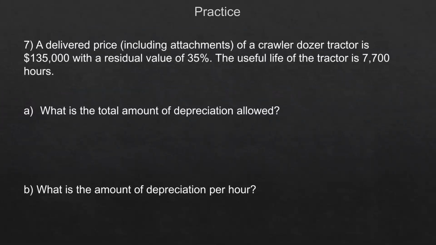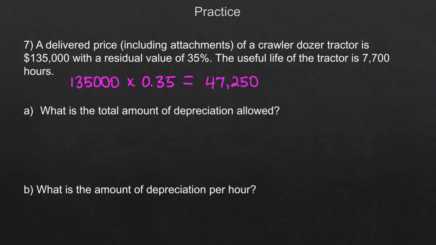This question has 4 parts, A through D. We're starting out with a delivered price, including attachments, of a crawler dozer tractor is $135,000 with a residual value of 35%. The useful life of the tractor is 7,700 hours. So we need to figure out the residual value, and we can do that by just multiplying by 35%. So now we're down where the residual value. So in other words, here's how much it should still be worth at the end of the useful life, right?